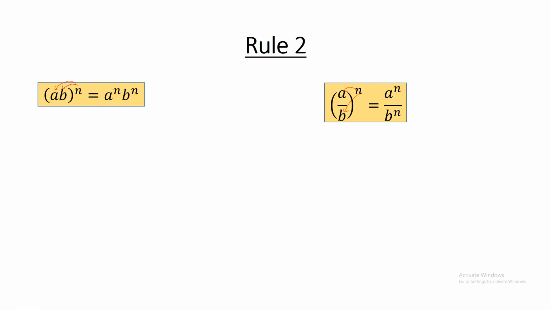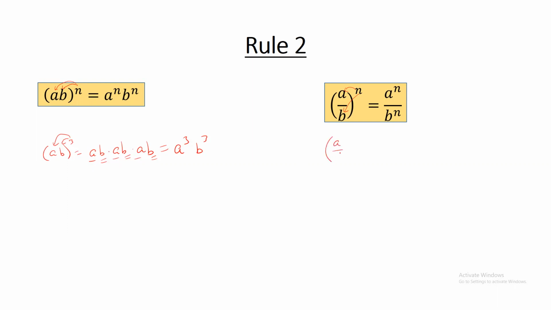Now, it's not terribly difficult to see why this is true if we, for example, take the expression AB and raise it to the third power, which means that we multiply AB by AB by AB. You see we have A times A times A, which is A cubed, and B times B times B, which is B cubed. And so the exponent was distributed. So you can kind of see how this property works.